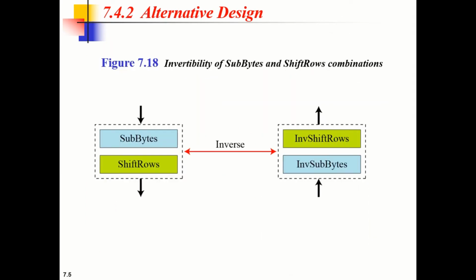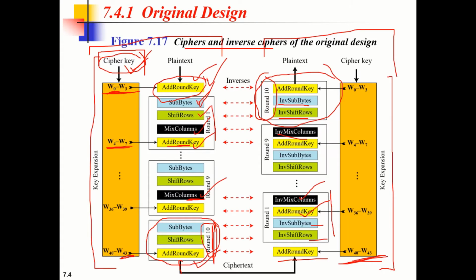And those alternatives are, the first alternative is invertibility of the SubByte and ShiftRow combination. What we do is perform the SubByte operation and then the ShiftRow operation at the encrypting end, inside a round. At the decrypting end, we generally apply the ShiftRow first, and then the SubByte. I will show it to you over here.